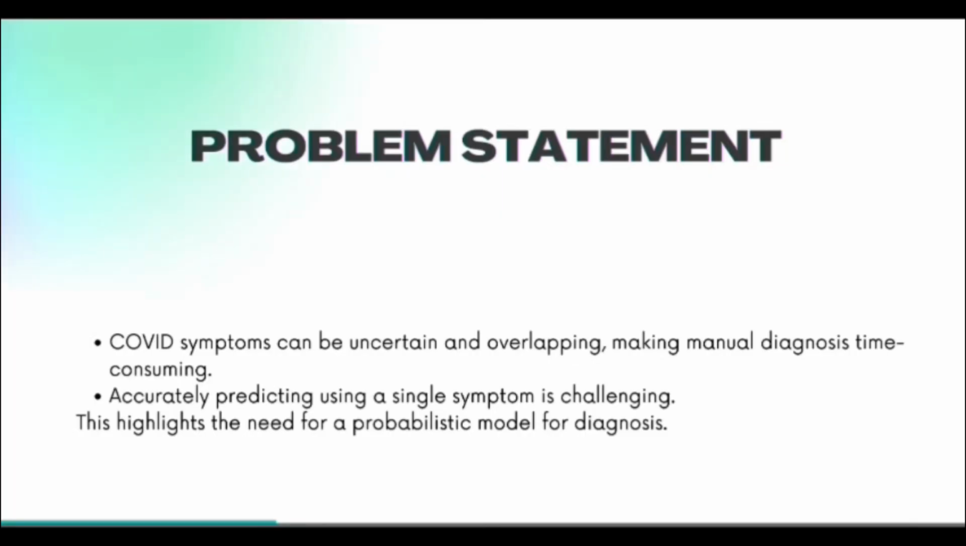Problem statement. COVID 19 symptoms are often uncertain and overlapping, which makes manual diagnosis slow and inefficient. Relying on a single symptom does not lead to accurate predictions. Therefore, we need a probabilistic model that can diagnose COVID 19 effectively even when information is incomplete.